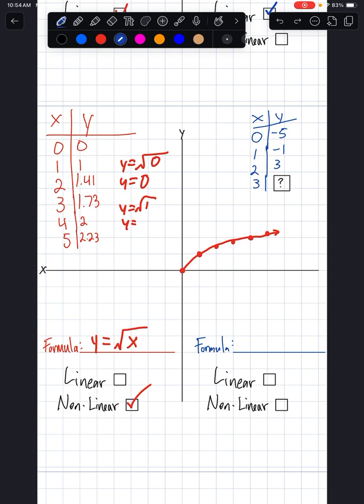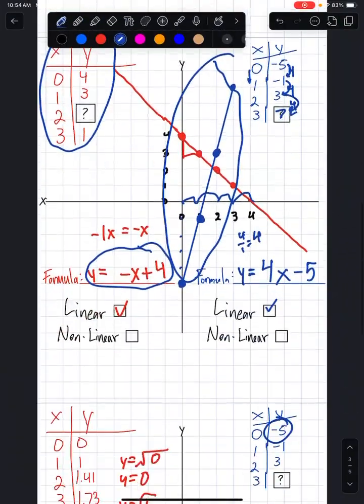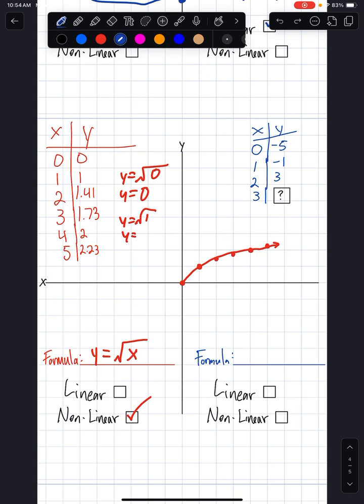So we've got at 0, it's -5. Oh, did we already do this one? We already did this one. I'm going to switch it up. Okay. We will make it at 0, we get 2. At 1, we get 0. At 2, we get -2.